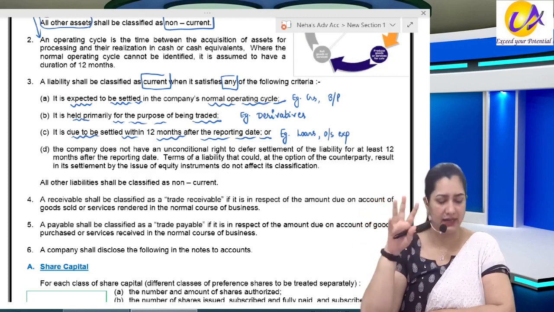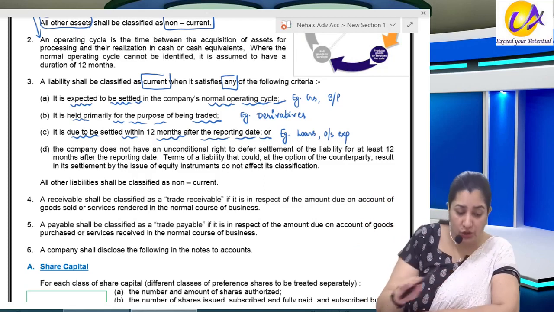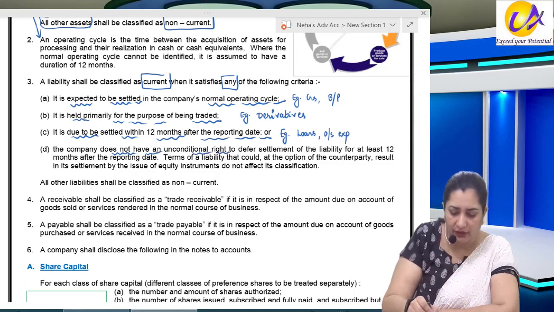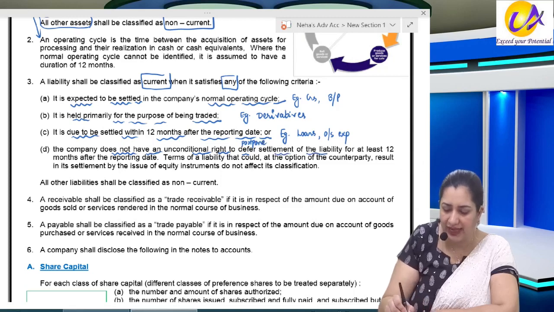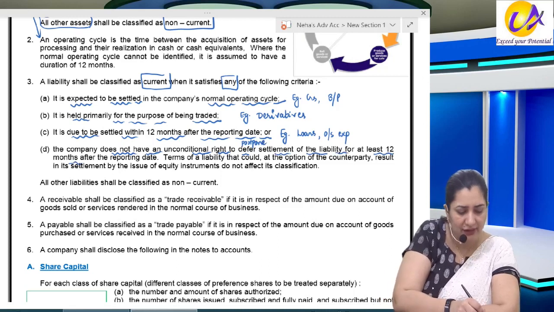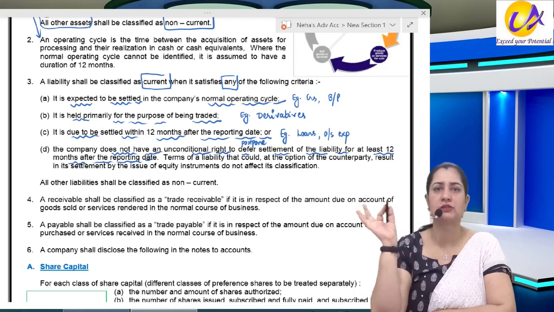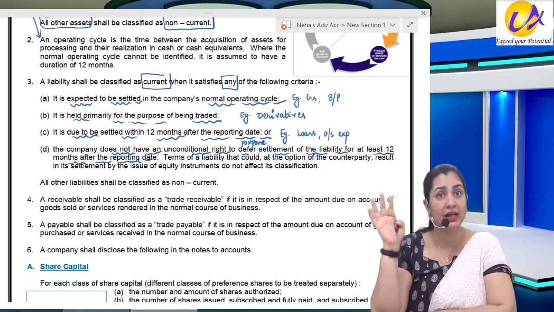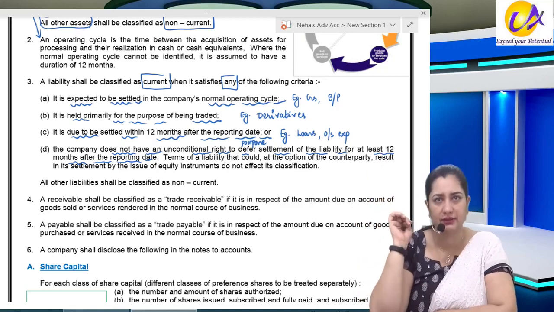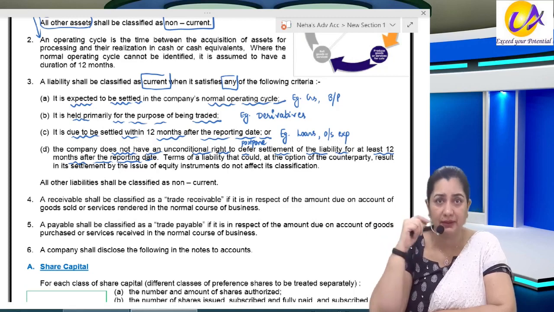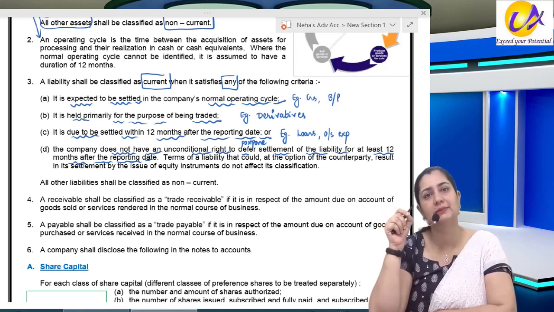Also, the last one. The company does not have an unconditional right to defer, defer means postpone, the settlement of the liability for at least 12 months after the reporting date. So in simple words, I may be able to postpone the payment liability, but I can't postpone it more than 12 months. In other words, I may have to pay it today only, it is payable within 12 months, right? So then in that case it becomes your current liability.